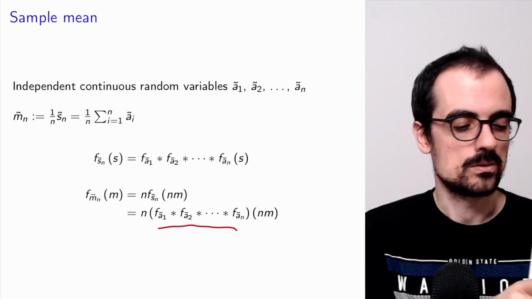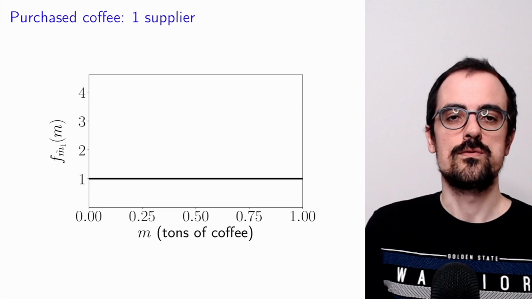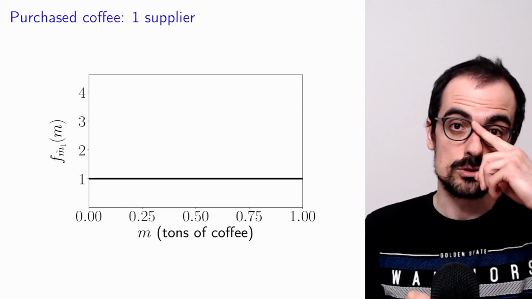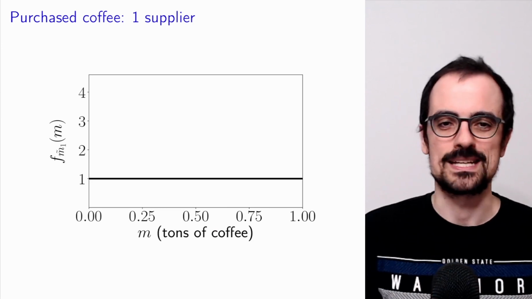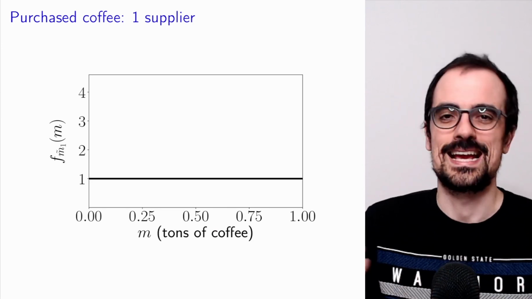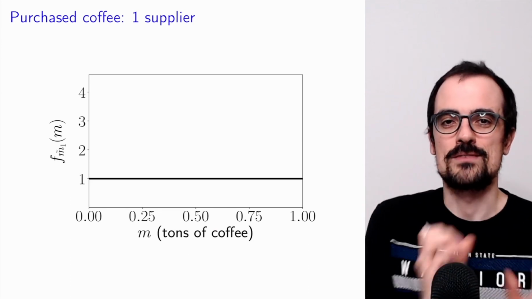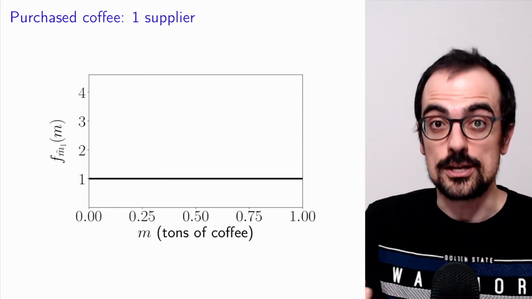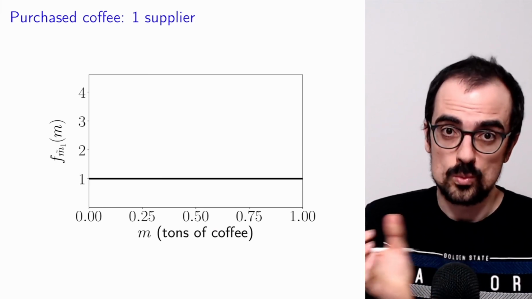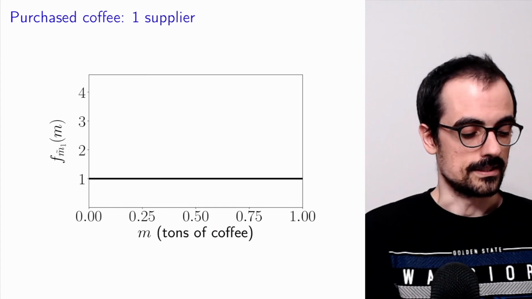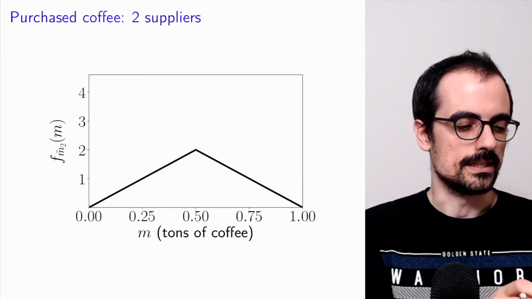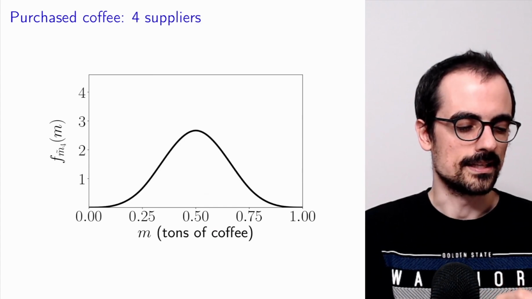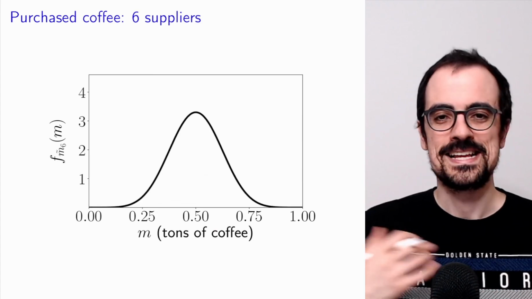Let's take a look at what this actually looks like for an example where each of the individual PDFs is uniform between 0 and 1. The example is about some coffee suppliers, but anyways, we're basically summing random variables that are uniform in the interval 0, 1 with each other. This is the first one. If we sum 2 and divide by n, what we see is this, and then this, and then this, and then this, and then this.